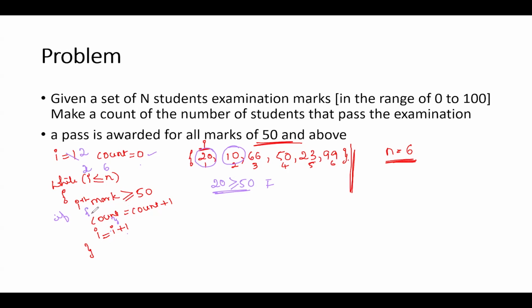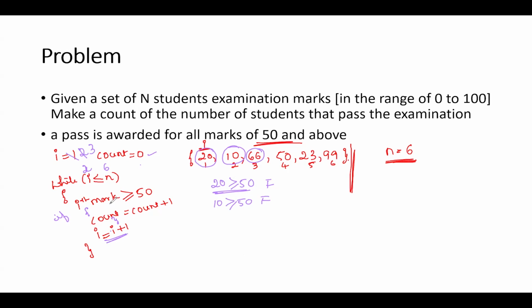Yes, it is true. Next, I will check whether the ith mark is greater than or equal to 50. Once again, it is false, which means I'm not going to increment the counter directly. I will increment the I value. I value is incremented to 3 now. 3 means I have come to the third value.